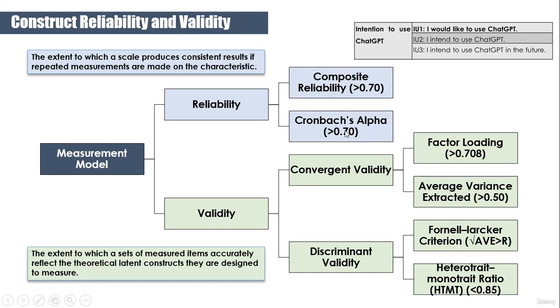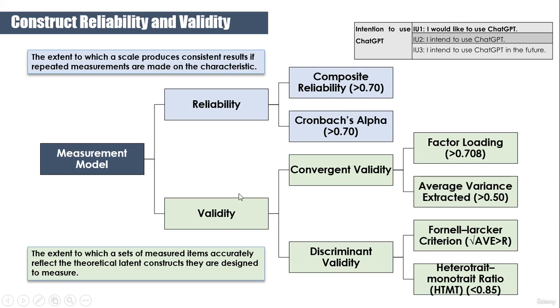It should also be higher than 0.70. If the 3 items measuring this construct have composite reliability and Cronbach's alpha above 0.70, at that time we can say that the construct intention to use ChatGPT has reliability. That means the 3 items that we have used to measure this particular construct have reliability, and we can use these items to measure this construct in future studies as well.